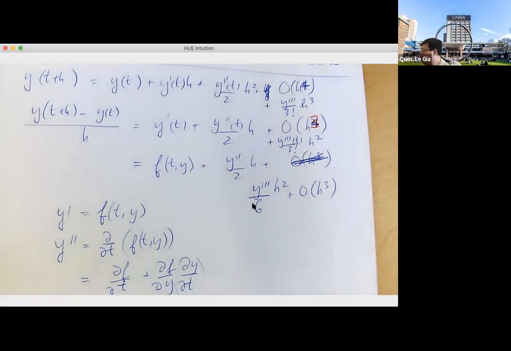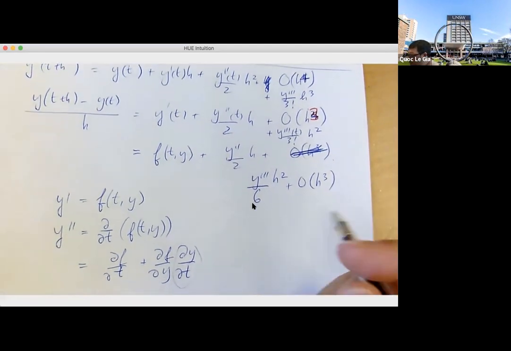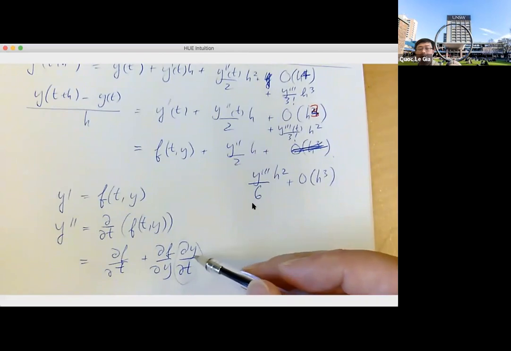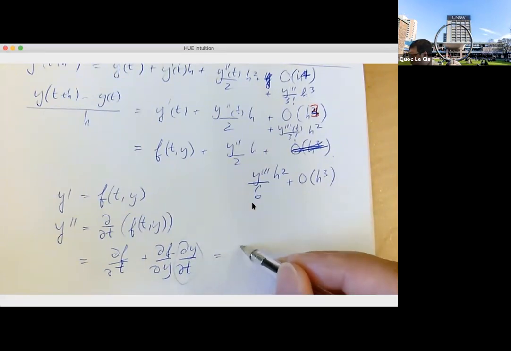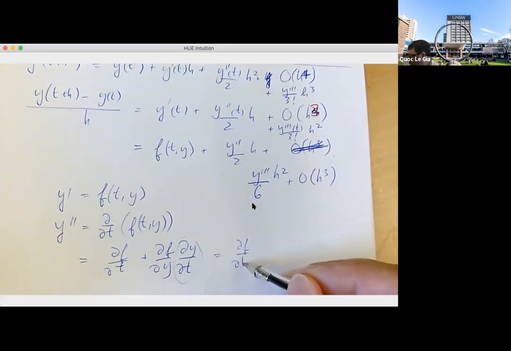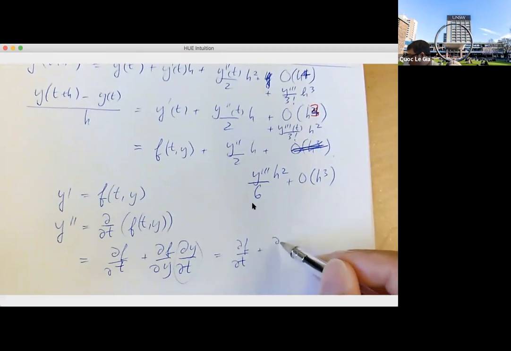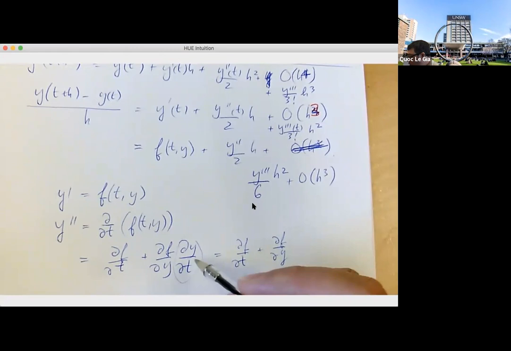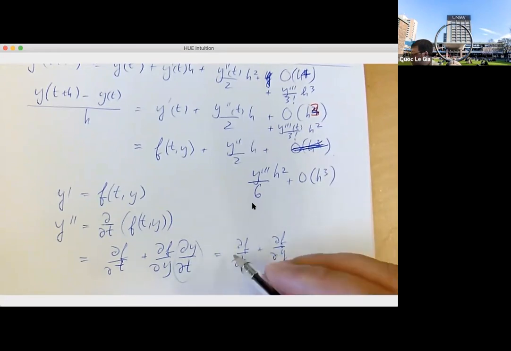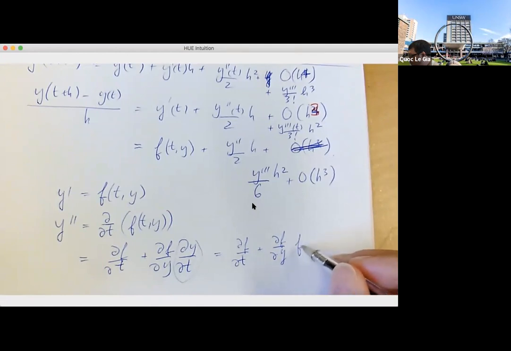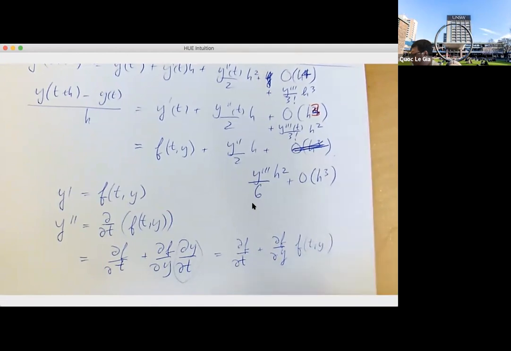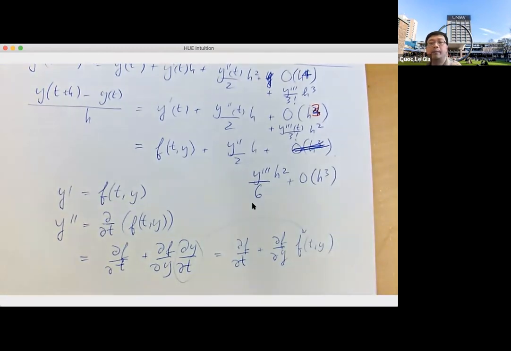Okay. So now we go to this term again. This one will be partial f with respect to t plus partial f with respect to y times y prime. Here y prime just equals f again, right? Right, because this is the ODE. Then I will put it in.